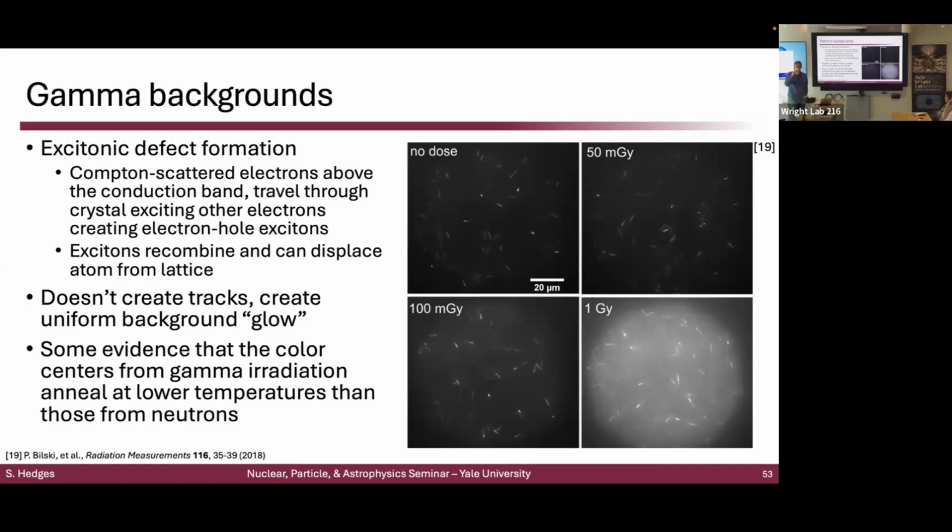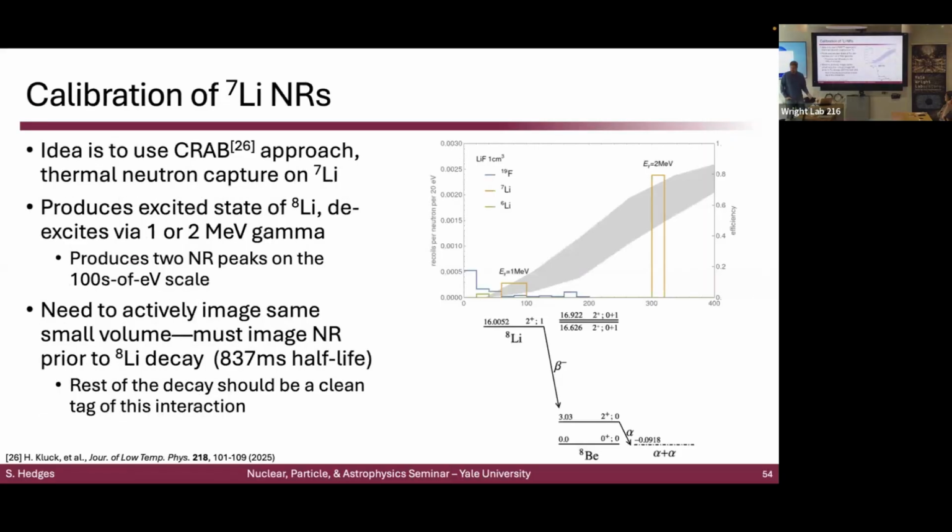This is pretty off the cuff, but I appreciate the interest in having a passive detector. Is there any utility in making this a dual readout, like a bolometer or a scintillator at the same time? One of the things we've talked about is this capture approach for calibration. We're looking for lithium-7 in these crystals to capture a neutron. When it does this, it emits a 2 MeV gamma about 90% of the time, and two 1 MeV gammas the other 10%. That gives a few hundred eV of recoil from the emission of this gamma.